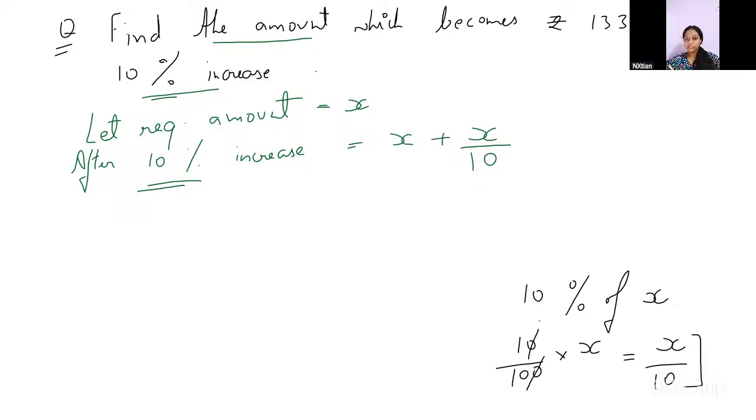Ma'am, then wouldn't we get, after we solve this expression, 11x upon 10? See, ma'am, after we solve this, we'll be getting 11x upon 10, right? Yes, 11x upon 10.